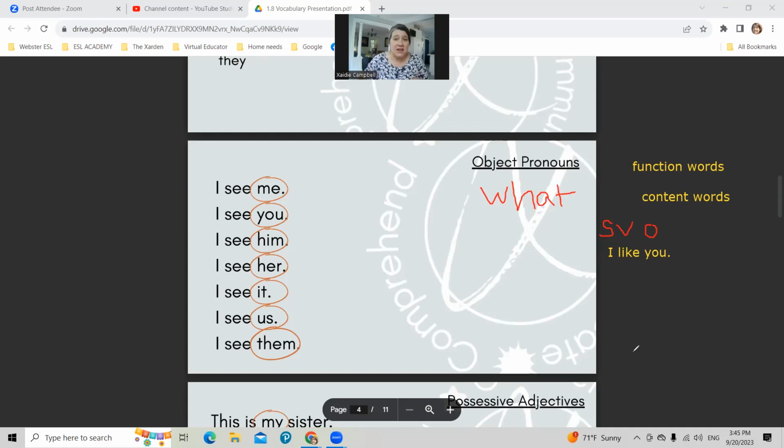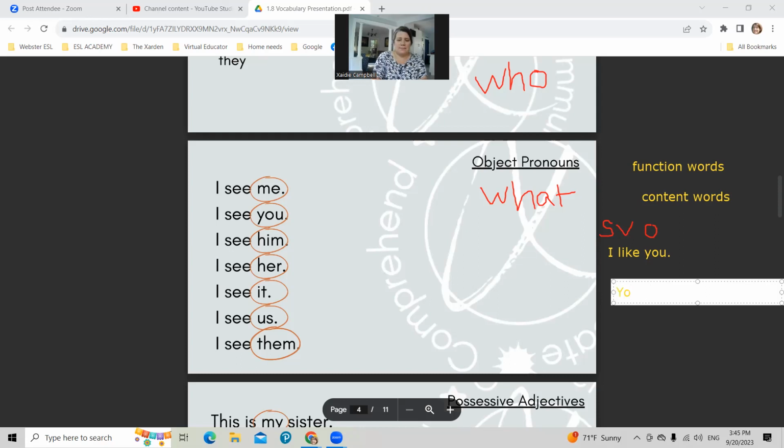Okay. Subject pronouns answer who. Object pronouns answer what. What do you like? You. I like you. Okay. So let's practice that. I showed you I like you. Now let's do you.